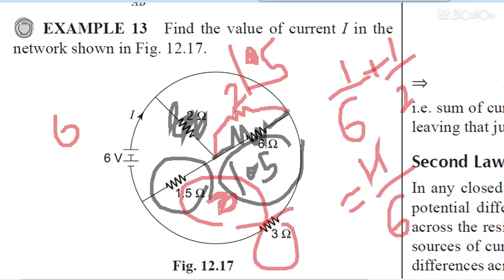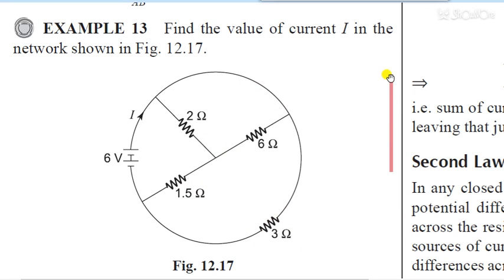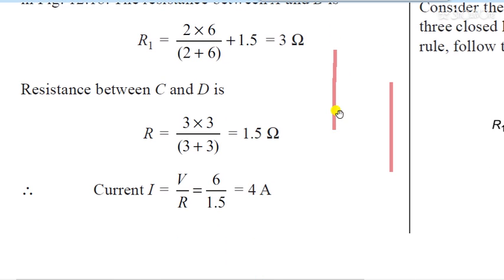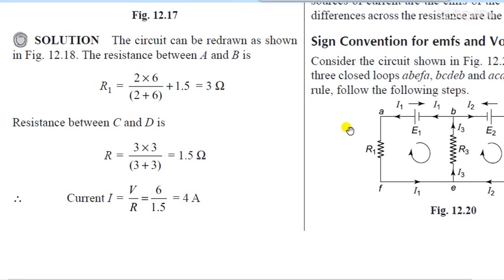So I hope, let me see the answer. So answer will be 4 ampere, 4 ampere current. So let's see the answer first. Then we will move to, okay. Yes students, you can see the final answer is 4. So the question method was right. My method was right to solve the question.